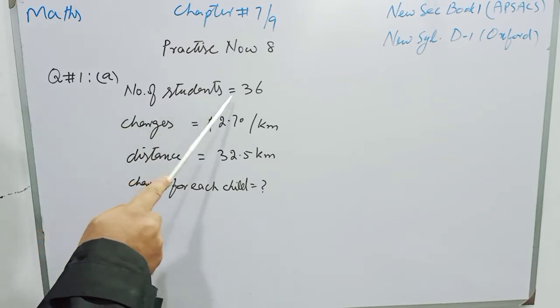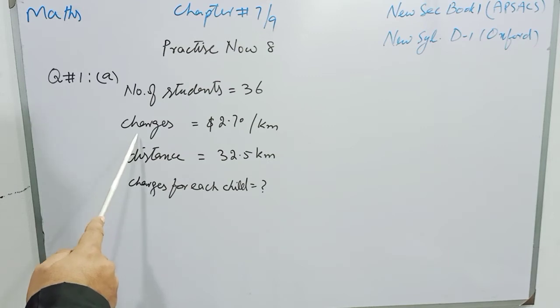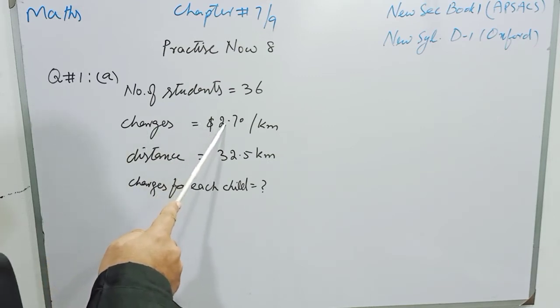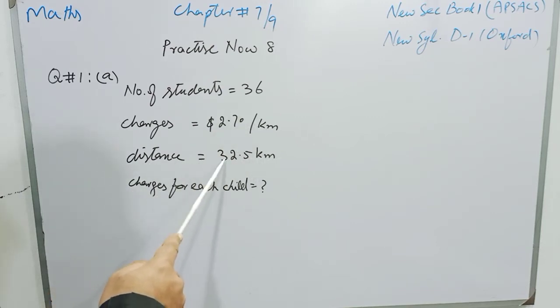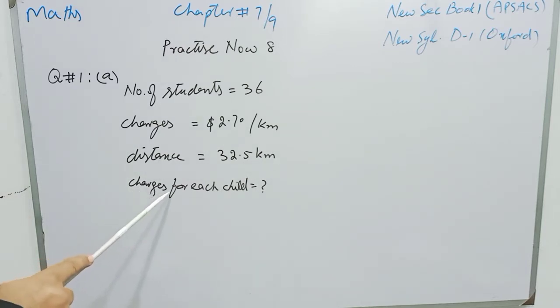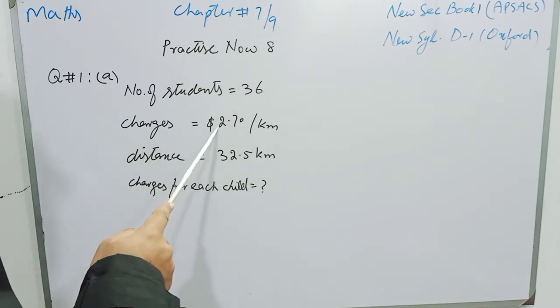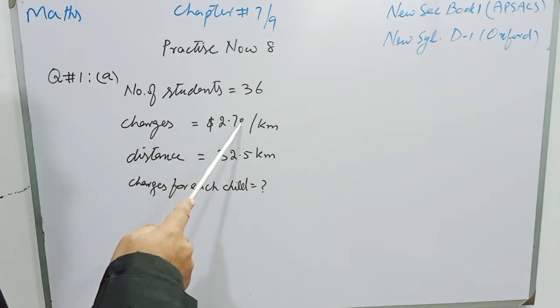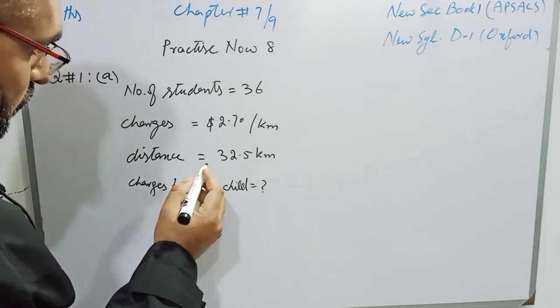There are 36 students who have to go on a trip, and the charges that are received are $2.70 per kilometer, and the total distance is 32.5 kilometers, and we have to find the charges for each child. So students, the rate is $2.70 per kilometer and the distance is 32.5 kilometers. So charges will be charges for the total distance.